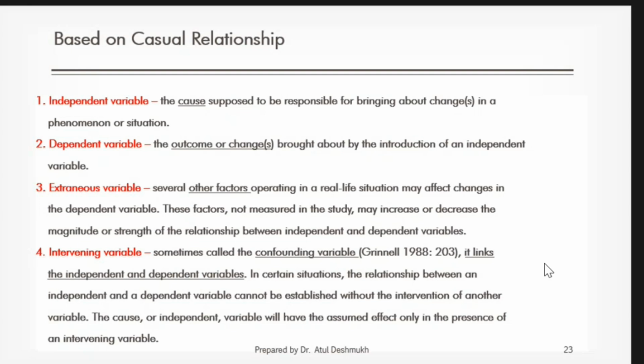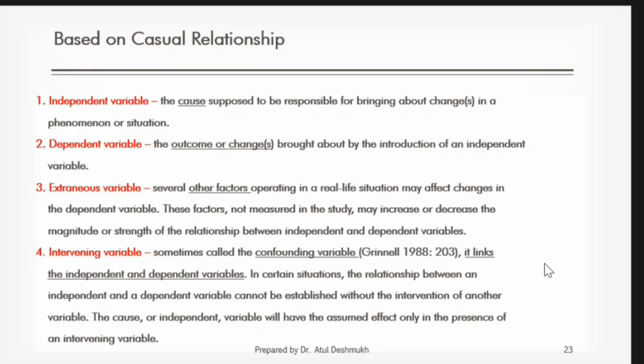So tobacco will be the extraneous variable? No, tobacco will be the independent variable. Tobacco is the cause for development of cancer. Outcome is cancer, and tobacco is the cause. So tobacco is the independent variable. That is the cause for development of cancer. That is the outcome, or dependent variable.